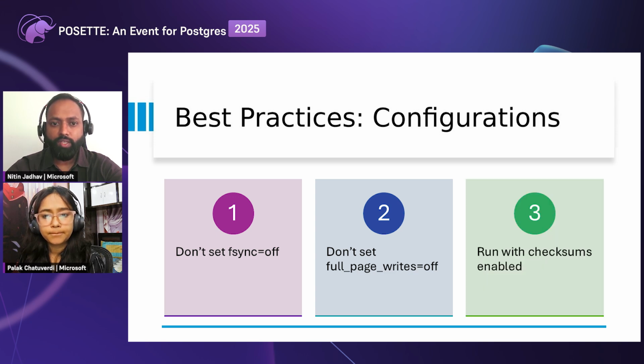So next is run with checksums enabled. Checksums in PostgreSQL are used to detect corruption at the storage level. As Palak explained, they're not enabled by default. So they must be explicitly turned on during cluster initialization using initdb, and we cannot enable these checksums midway. However, PostgreSQL provides a utility called pg_checksums, which allows us to verify checksums on an existing cluster, but the server must be stopped before using it.